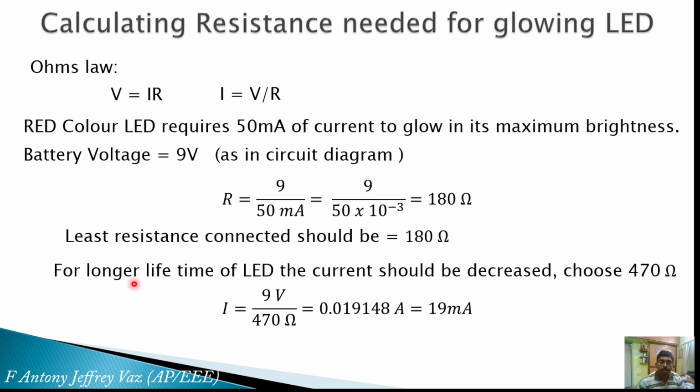So for a longer lifetime of the LED, the current should be decreased. So we are going to choose an increased resistance, say 470 ohm. If 470 ohm is chosen, the battery voltage is the same 9 volt and the resistance is 470 ohm, so the current flowing through the LED is 19 milliamps. For maximum brightness, we need 50 milliamps. When 19 milliamps flows through the LED, the brightness will be decreased accordingly. This is the simple calculation.